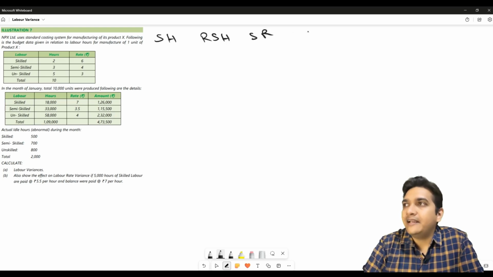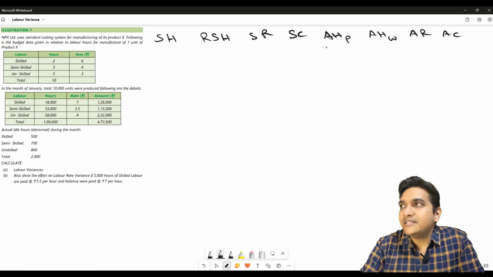Next, we will have standard rate, then we will have standard cost, then we will have actual hours paid, actual hours worked, actual rate, and actual cost. Now, the question does not tell us the actual hours paid or the actual hours worked. However, they say that the idle hours during the month are 500, 700, and 800 respectively. So when the question is talking about idle hours, we should immediately know that we have to compute the actual hours paid and actual hours worked.